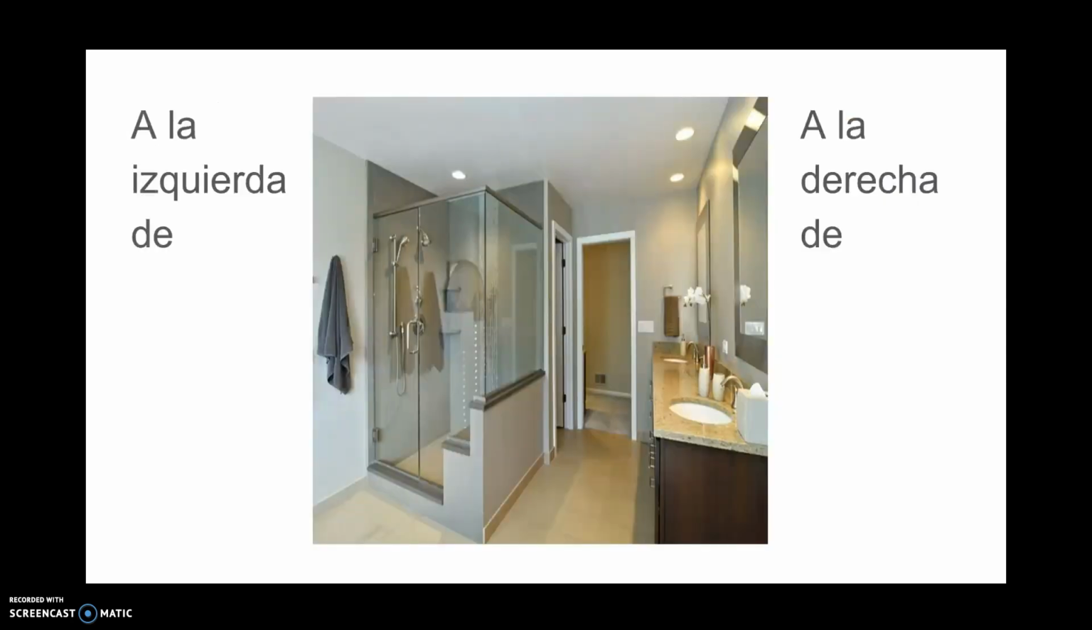Número siete. This slide here works for both número siete, a la derecha de, which is to the right of, and a la izquierda de, to the left of. What we have here are dos oraciones. Blank está a la derecha de la puerta. Y blank está a la izquierda de la puerta.